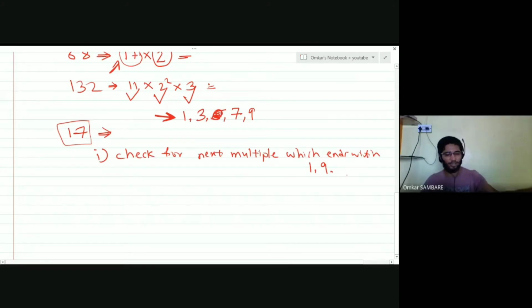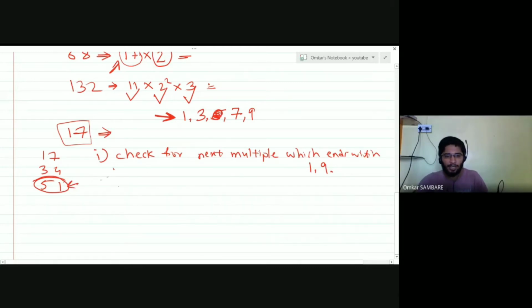Okay, now there is a question. There are multiples of 17 which are ending with 1, and there are also multiples of 17 which are ending with 9. So what should we take? We have to take that multiple which is nearest to 17. So let's write down here the table of 17: 17, 17 2s are 34, 17 3s are 51. Oh, here is 51, the number ending with 1.